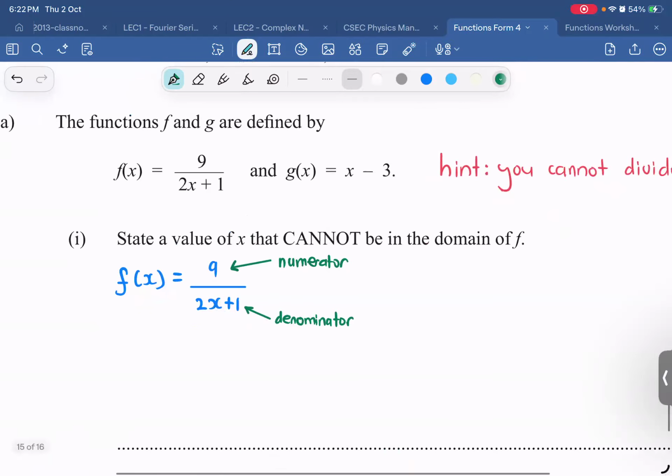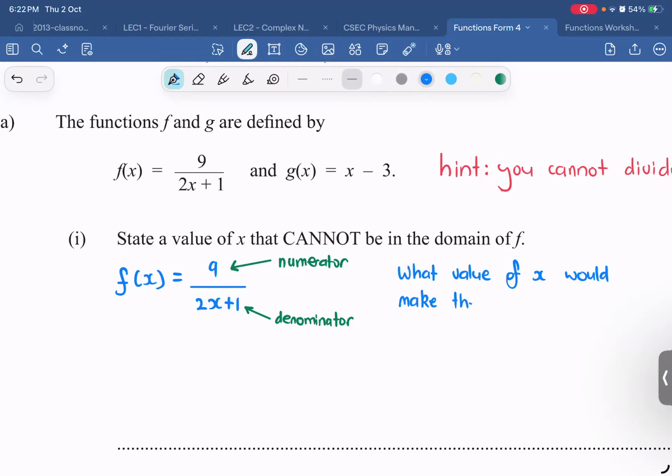So anytime they're talking about this, they're basically trying to imply, what value of x would make the denominator zero. That's essentially what they're asking here.